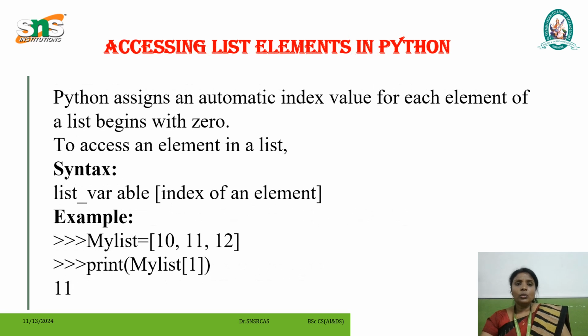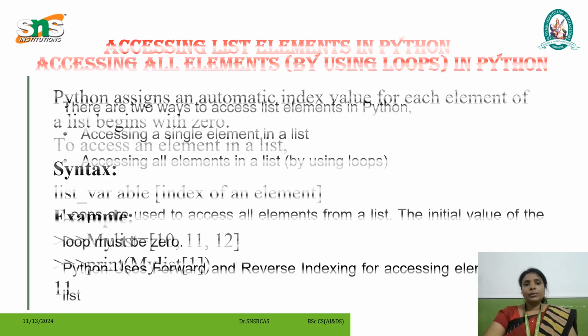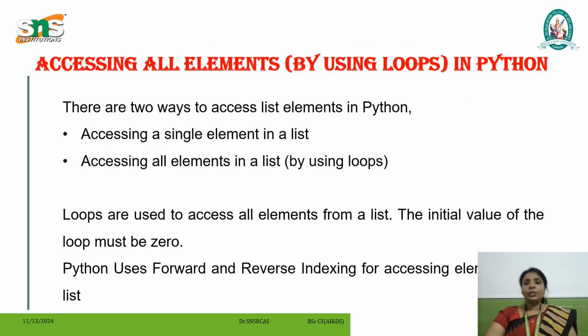Accessing list elements in Python. Python assigns an automatic index value for each element. A list begins with 0. To access an element in a list, the first one represents the 0 element. The syntax is the list variable within square brackets, the index of an element. Next is accessing all elements by using loops in Python. A for loop is the best example to access all the elements. There are two ways to access elements in Python: accessing a single element in a list, and accessing all elements in a list.